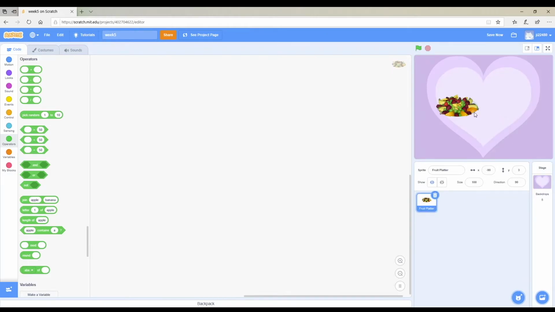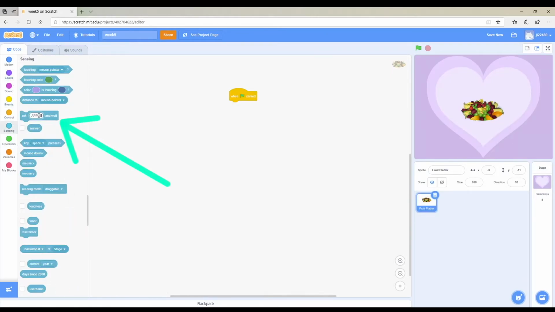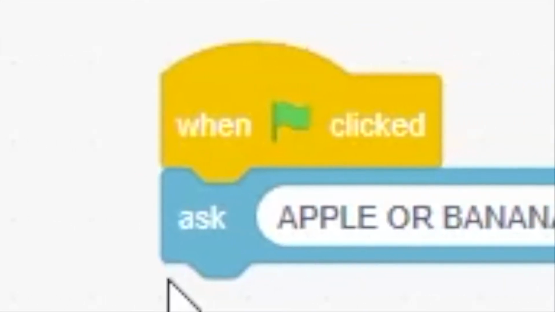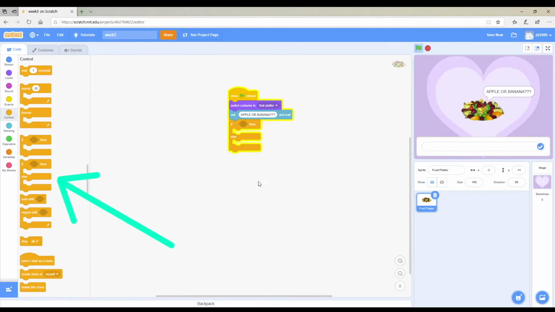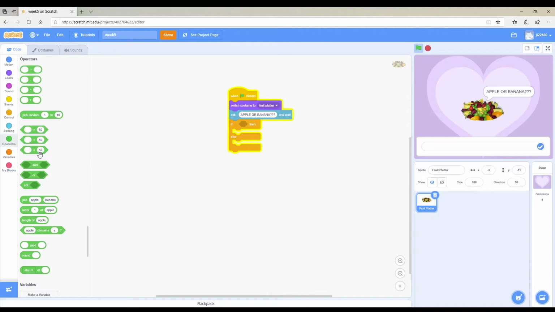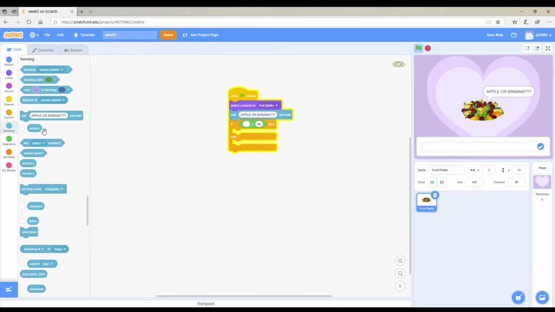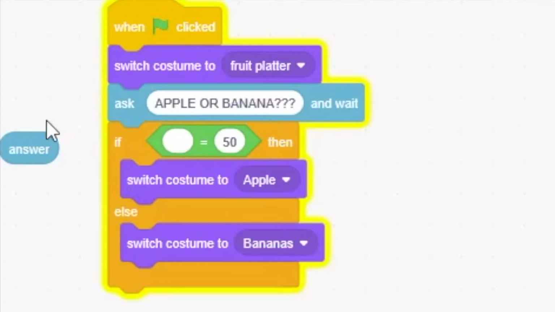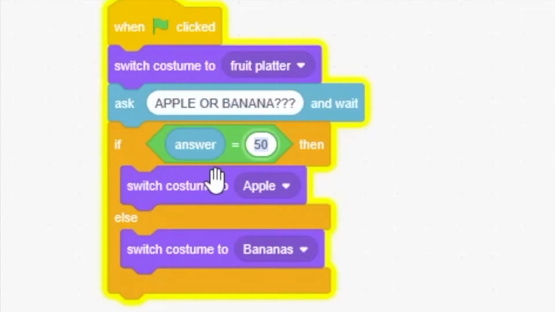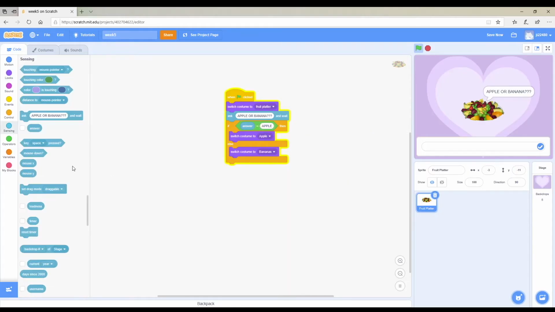Your fruit platter when flag is clicked. Apple or banana. It's very serious in all caps. And now, we use our if else's. We did this last week with our basketball or baseball. There's only 2 options. So if it's not apple, then it has to be banana. So if the answer is apple, then you want to switch the costume to apple. Otherwise, switch your costume to banana. Usually would say if the answer equals apple, but we can do better than that.